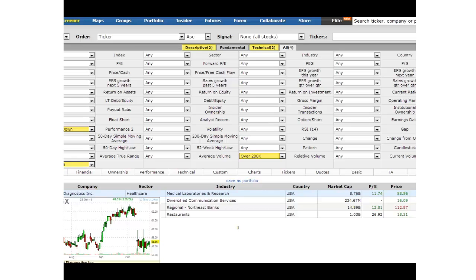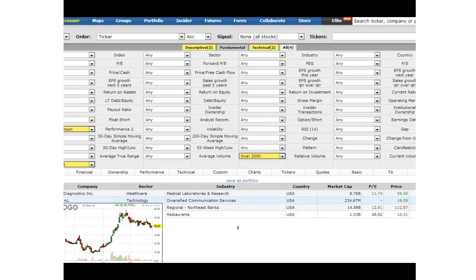DGX, well, there's a little bit of a hammer down there, but that's not really a downtrend. That's a gap down, so we'll pass on that. GoGo, interesting name for a company, is not really showing much of a hammer. That's kind of a false positive there.